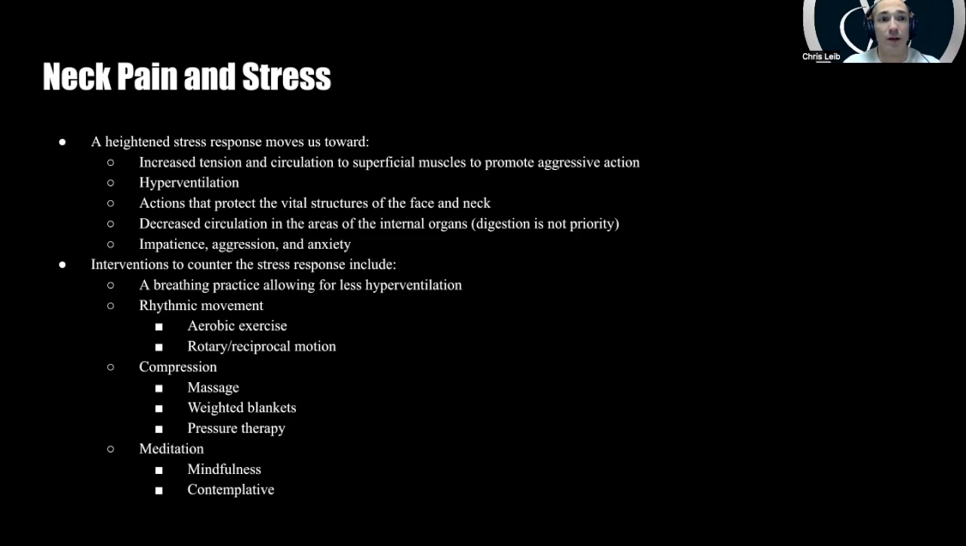So looking at interventions that you want to counter that, number one is a breathing practice that moves us away from hyperventilation. Rhythmic movement can be quite useful. I like to think of aerobic exercise, if it's done well, as naturally rhythmic movement, because we're not working too hard. We're just allowing ourselves to go longer.